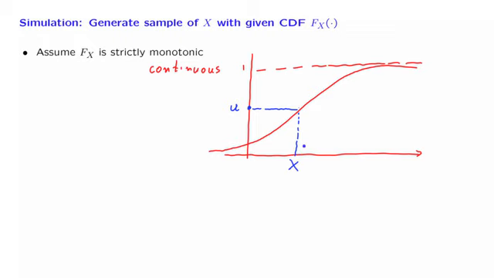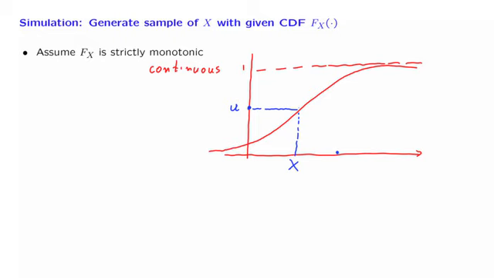The cumulative takes as an input an X, a value on this axis, and reports a value on that axis. The inverse function is the function that goes the opposite way. We start from a value on the vertical axis and it takes us to the horizontal axis. Now the important thing is that because of our assumption that F is continuous and strictly monotonic, this inverse function is well defined. Given any point here, we can always find one and only one corresponding x.